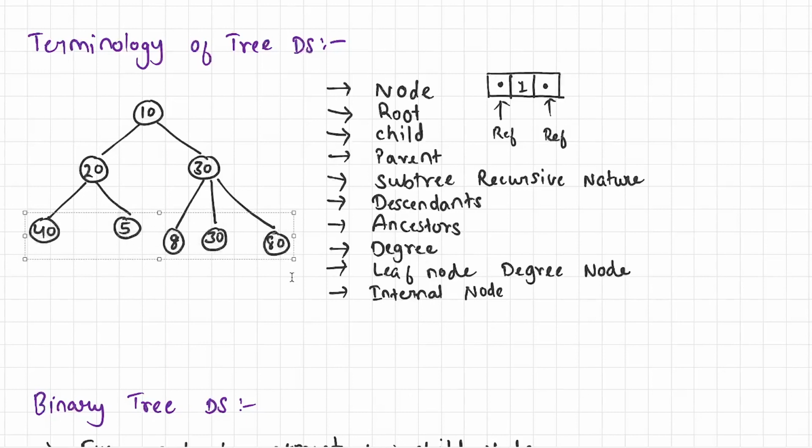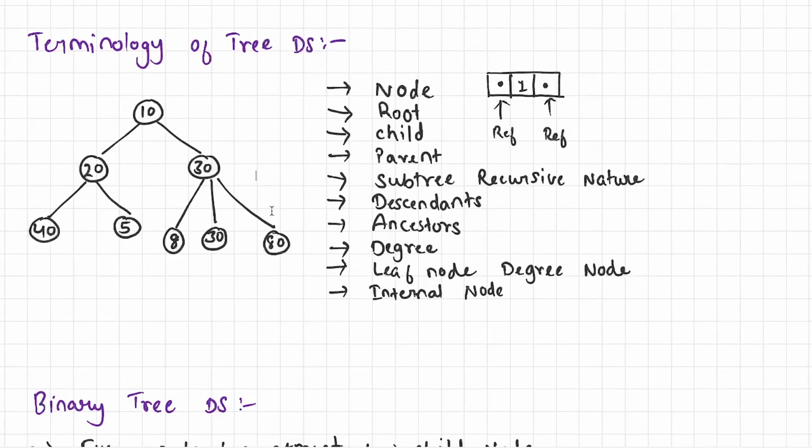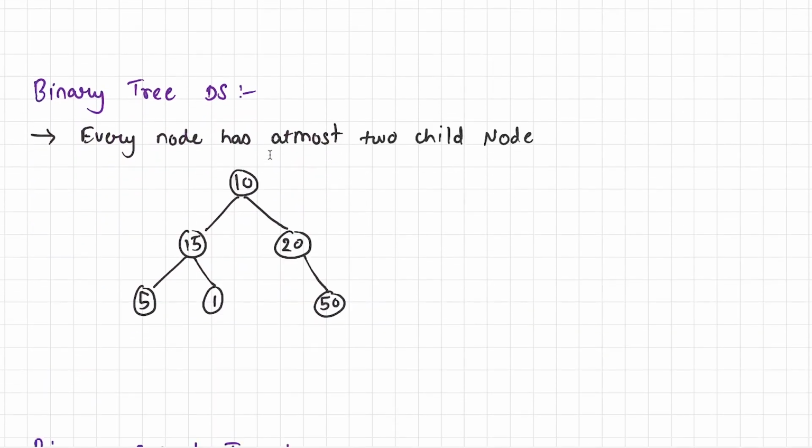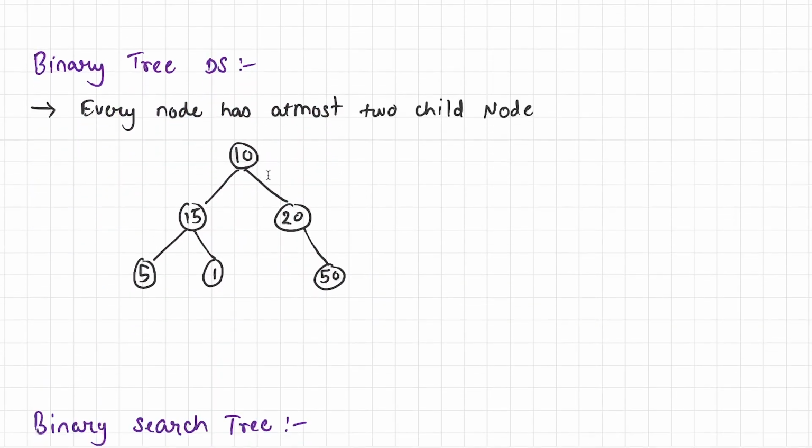Now the last terminology is internal nodes. All the nodes that have non-zero degree are internal nodes. So we can say that 10, 20, 30 are internal nodes. Why? Because the degree of 10 is 2, the degree of 20 is also 2 and the degree of 30 is 3. That is why these are internal nodes. So guys, these are all the terminologies that we use most often when we talk about tree data structure. Now let's move on and understand what is meant by binary tree data structure.